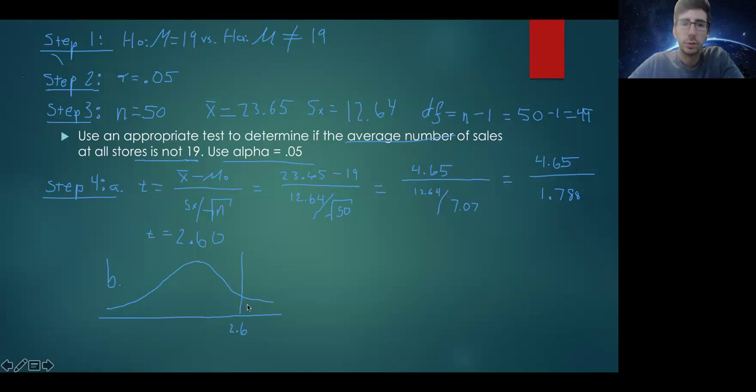So what this tells us is we want the area under the curve to the right of positive 2.6. And we also want the area under the curve to the left of negative 2.6. We want both tails, the area under the curve of both tails. And we use this negative 2.6, right? Because it's the mirror of the positive 2.6 we calculated.